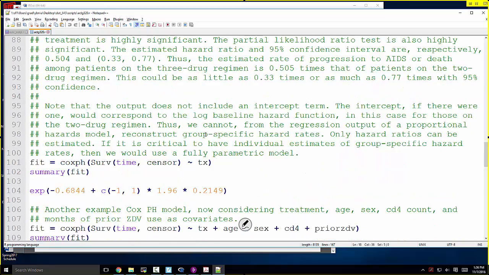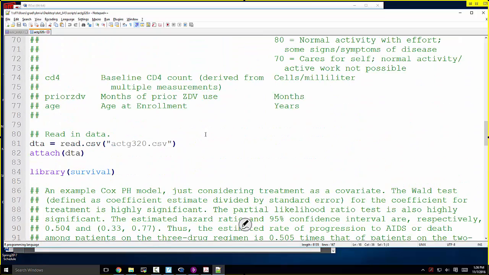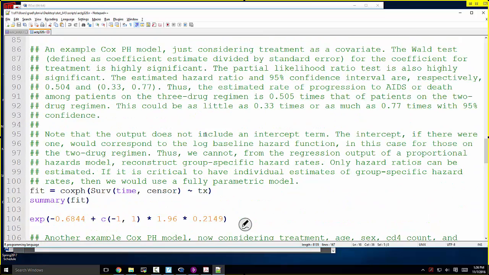Let me fit one Cox proportional hazards model and just show you what the output looks like, and then we'll quit for the day. We have a treatment indicator. Is it control or is it treatment? So is it the 2-drug cocktail or the 3-drug cocktail? And we're going to fit a Cox proportional hazards regression model, survival time related to that covariate.